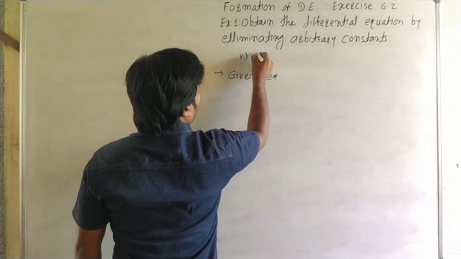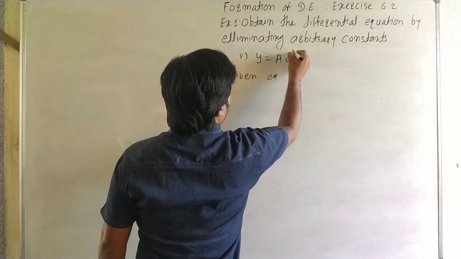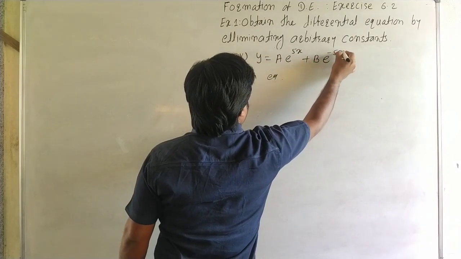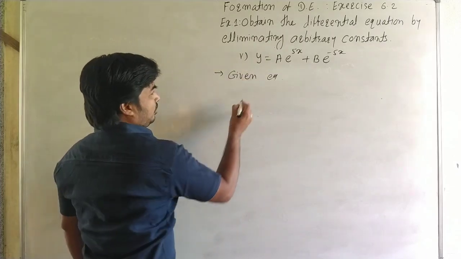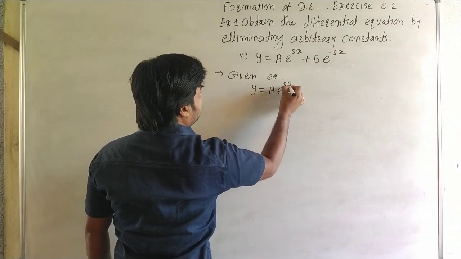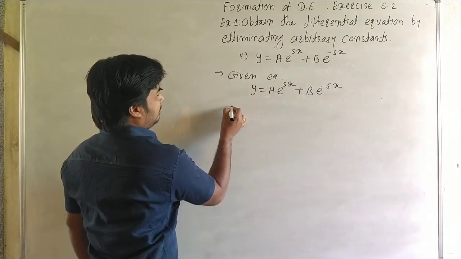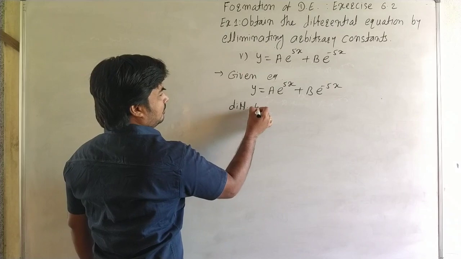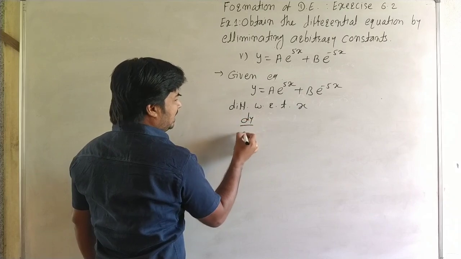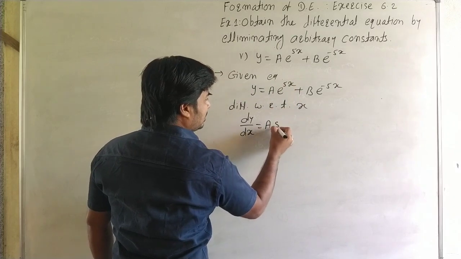Example number 5. y is equal to a into e to the power 5x plus b into e to the power minus 5x. Here there are two arbitrary constants, therefore the given equation is y is equal to a into e to the power 5x plus b into e to the power minus 5x. Differentiate with respect to x. We get dy by dx is equal to a into 5 into e to the power 5x.